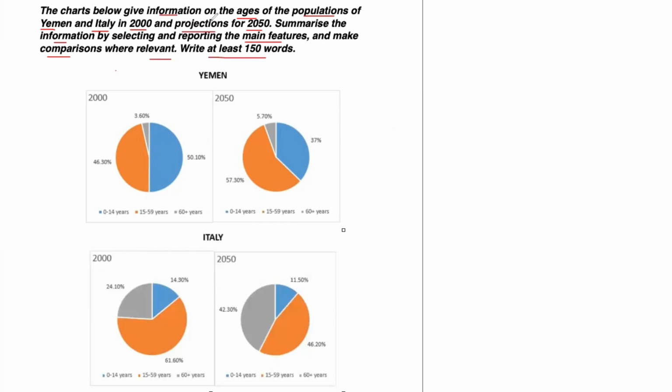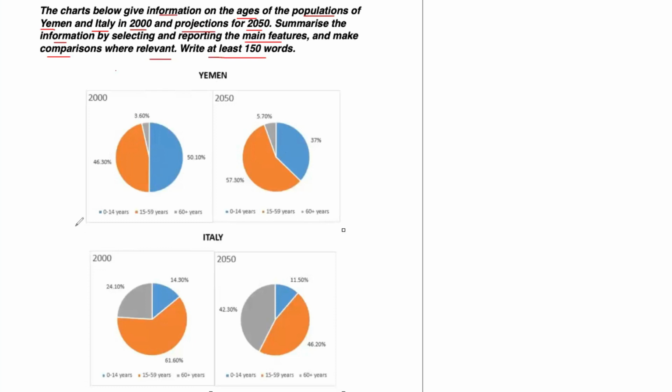So something that you have to practice with this question type is really being concise and understanding what the main features are. So you do not want to write everything, and we don't want to write every single piece of information here. So that's really the main thing. Make sure you are comparing and do not get carried away with analyzing the information. So with that being said, we're going to look at this example, really study these charts. And you see, we are given 4 pie charts, 2 that correspond to Yemen and 2 that correspond to Italy.